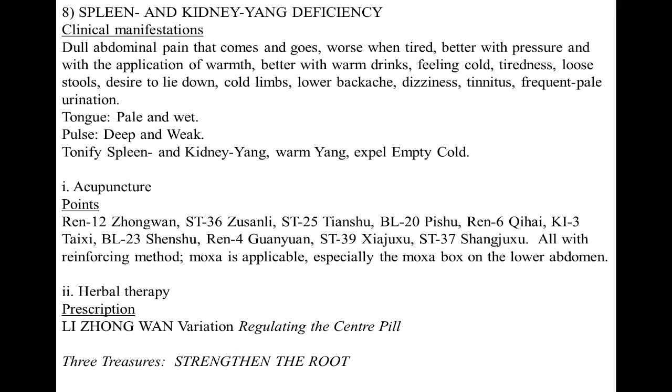And the points are the same to tonify stomach and spleen, and the points to tonify the kidneys, there are three main ones I would use: Kidney 3, Bladder 23, and Ren 4. And notice that we got Stomach 39 for abdominal pain and Stomach 37 for loose stools. And the prescription that tonifies spleen and kidney Yang is Strengthen the Root.